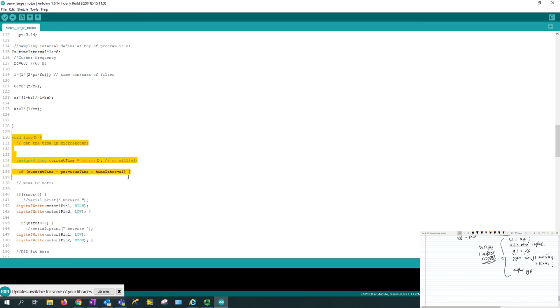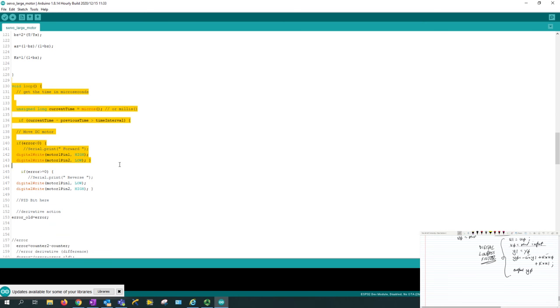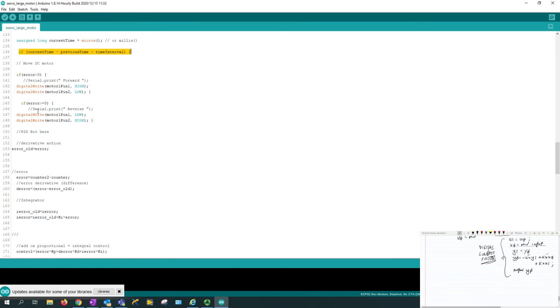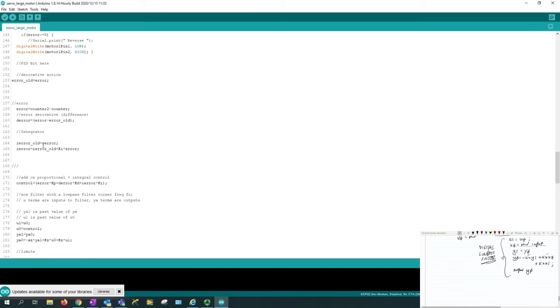The actual loop itself, there's the void loop. That's our main loop that we're doing the PID controller in. Current time gets the current time in microseconds. If the current time minus the previous time is greater than the time interval, then it does the PID control. That's working out the error. It works out the error as the set point, that's counter 2, minus the actual motor output. They're both counters, so these are both integers. It gives me the error.